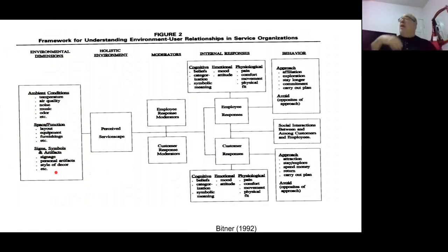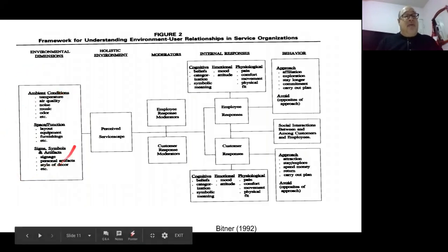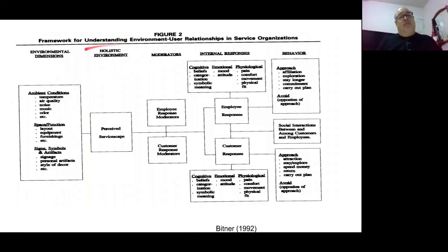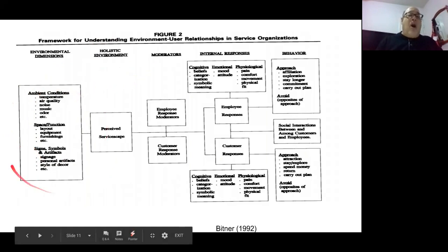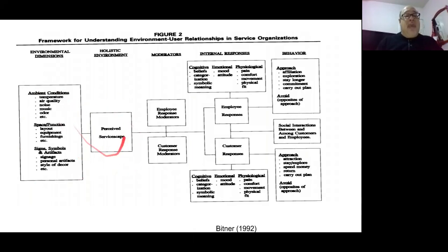A personal artifact may, again, be a uniform. It may be something we have every staff put in their hair or wear a funny hat. It could be that a chef comes out to the table with their grandmother's cheese grater and grates a little cheese onto your pasta. So all of these environmental dimensions create an environment, which Bitner calls a holistic environment, the overall gestalt, or the sum total of all of these dimensions together. It is the servicescape, and she refers to it as the perceived servicescape.